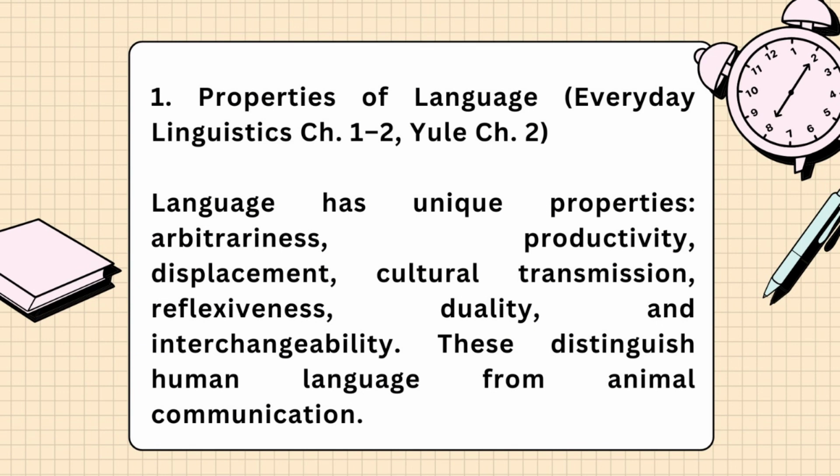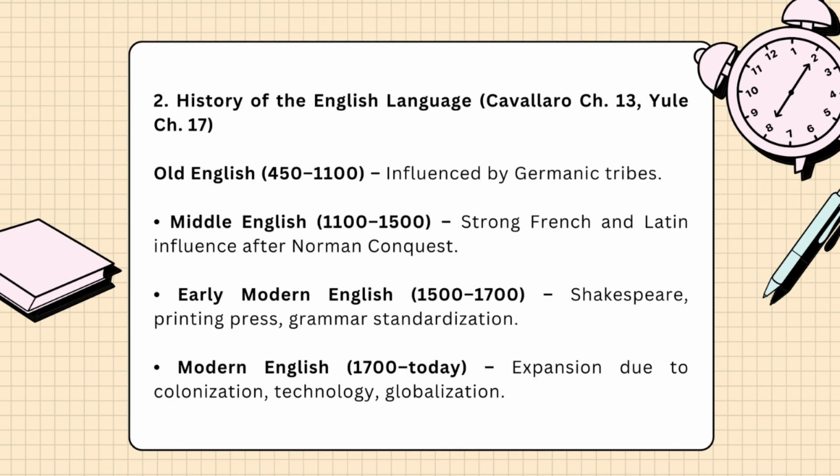Topics, properties of language. Language is human, symbolic, creative, and rule-governed. It allows us to communicate beyond the here and now, create poetry, laws, and jokes. History of the English language. English evolved from Old English, with Germanic roots. Middle English was influenced by French after 1066. Early Modern English, Shakespeare's era, to Modern English. Example, Old English, what became Modern English, what?